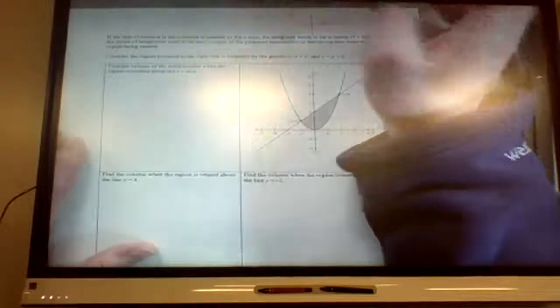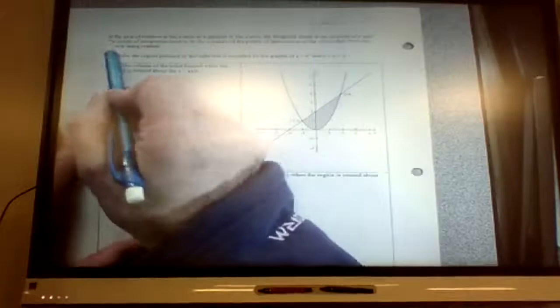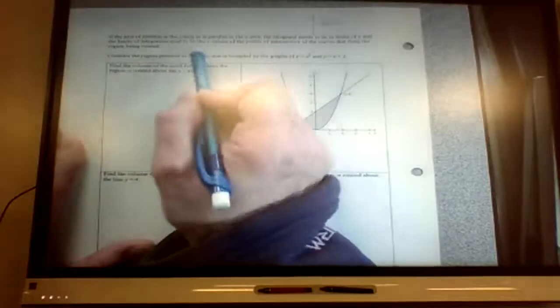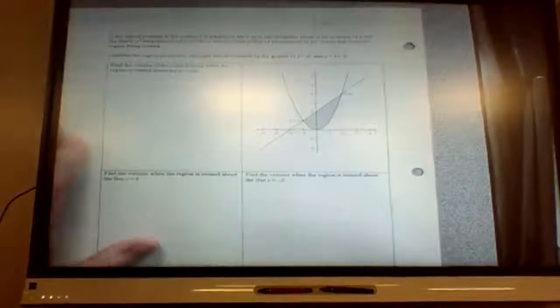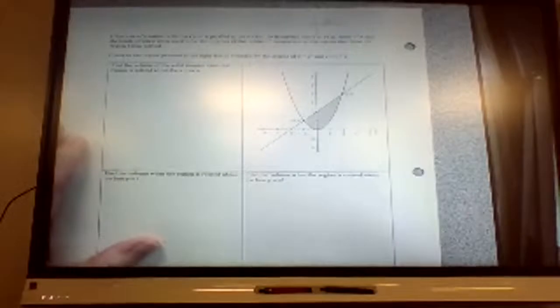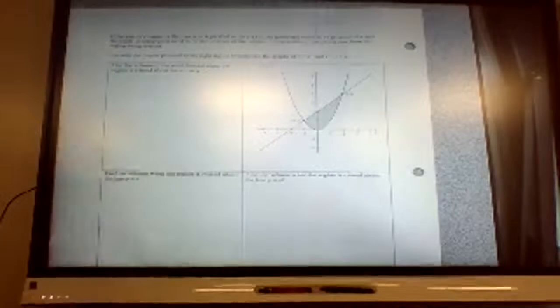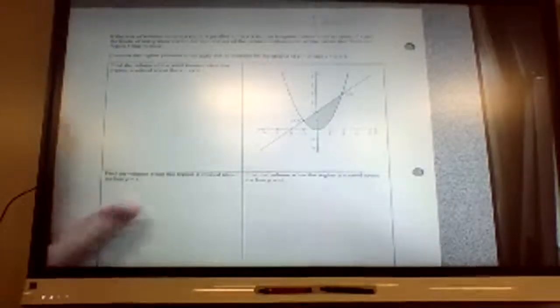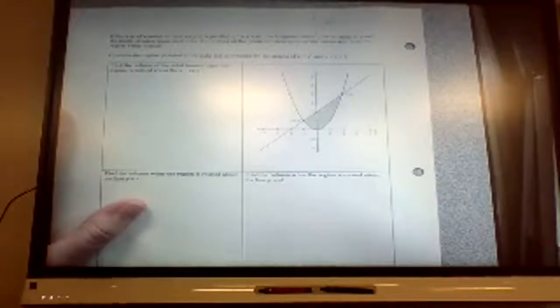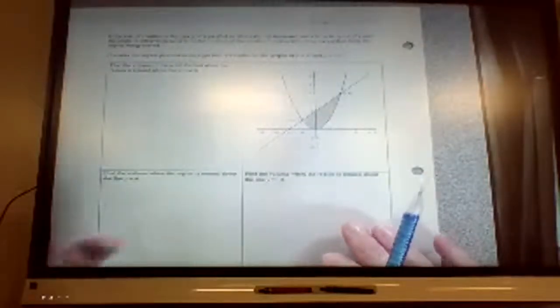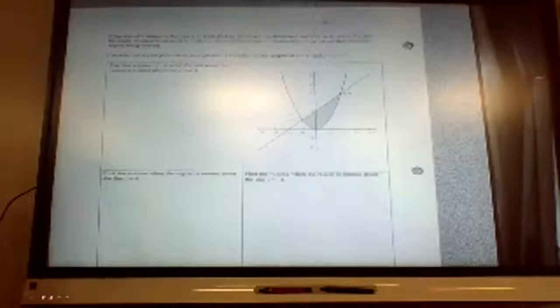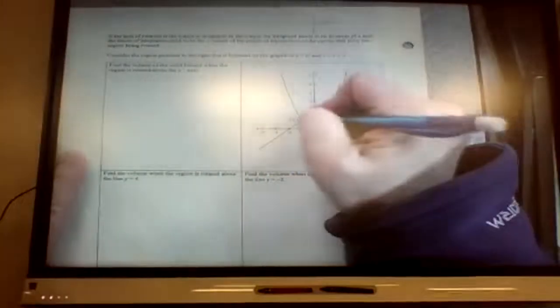Okay, this is a big if. If the axis of rotation is the x-axis or parallel to the x-axis. We've been given that if, which means we can deduce that there will be problems that are not rotated around the x-axis or a line parallel to it. But if it's rotated around the x-axis or a line parallel to the x-axis, then the integrand needs to be in terms of x, and the limits of integration have to be the x values of the points of intersection. So like here and here.